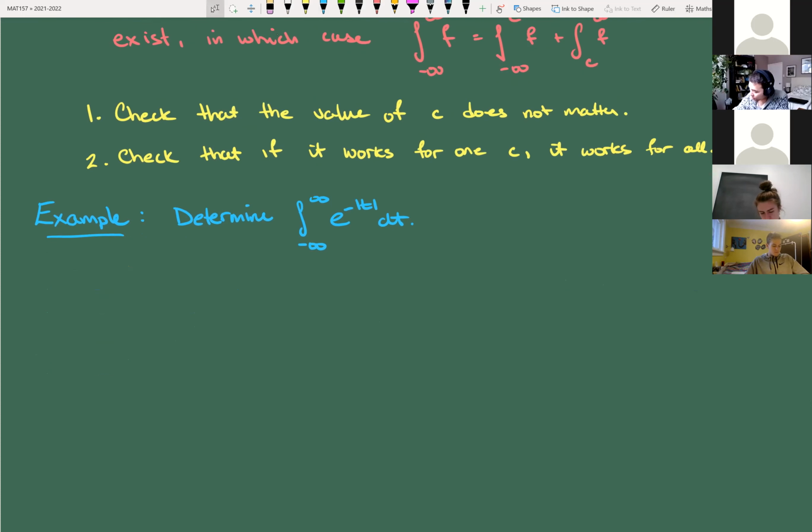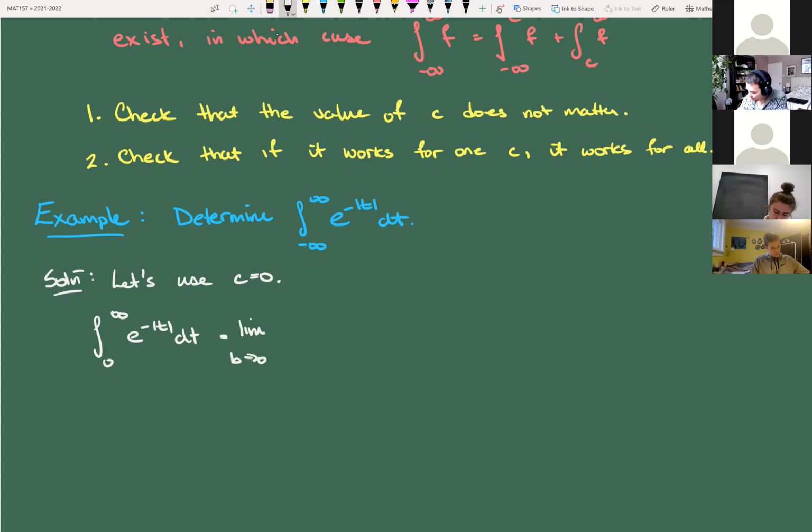Okay, so solution. Let's use c equals 0. So first thing, let's check this thing. That's going to be the limit as b goes to infinity of the integral from 0 to b. Now, the benefit of using 0 here is that on the integral from 0 to b, we've always assumed that t is positive, so I can just drop the absolute value.